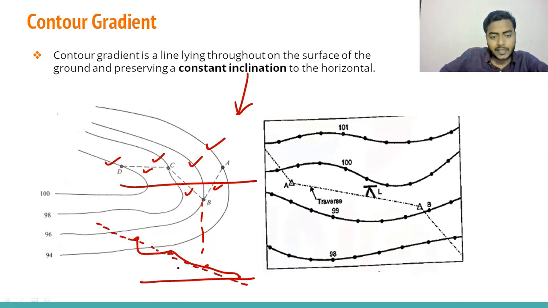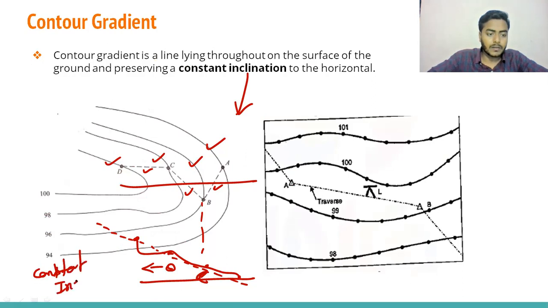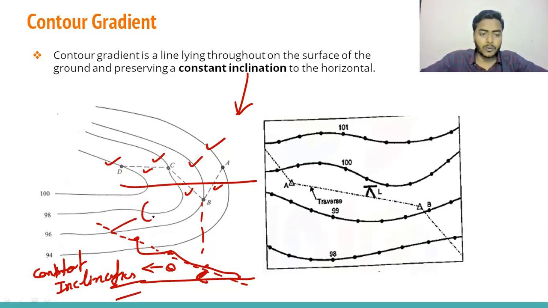So the interpolation gradient will be like this. This is the gradient line, a straight line with constant inclination. This angle will be constant inclination. So this is called the contour gradient.